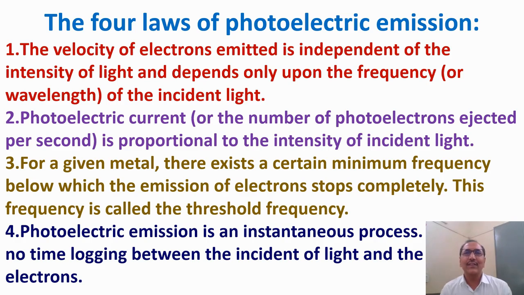There is no time lag between the light incident and electron ejection. There is very little time lag between the light incident and electron ejection. This process has no time lagging. As light above the threshold is incident on a metal surface, electron ejection is produced immediately. Okay, these are the four laws of photoelectric emission. Then we will move towards the next topic.